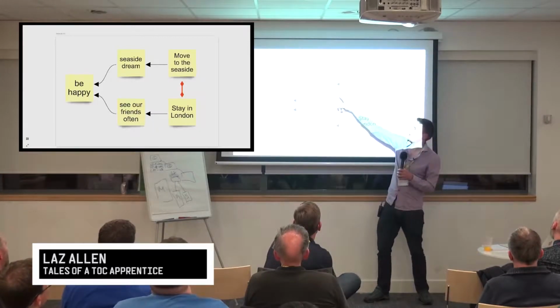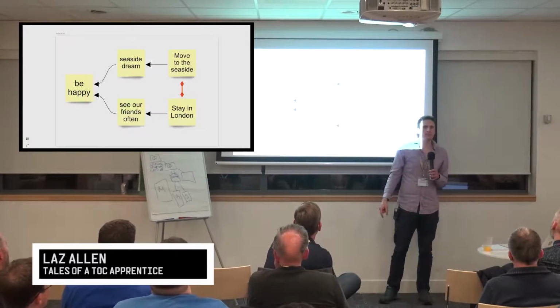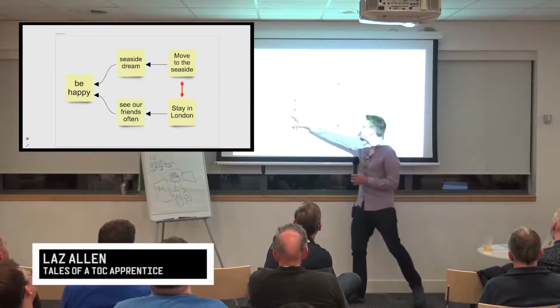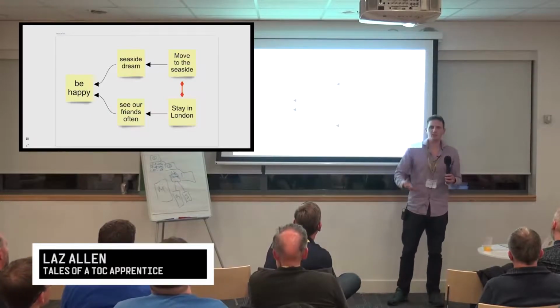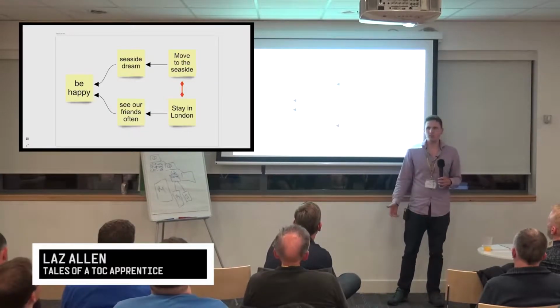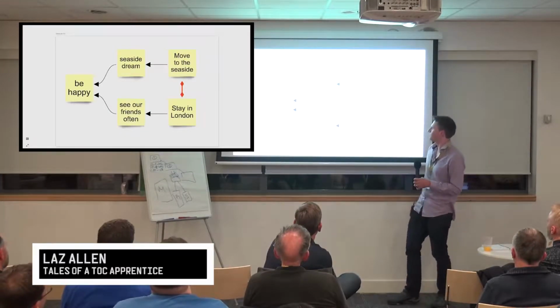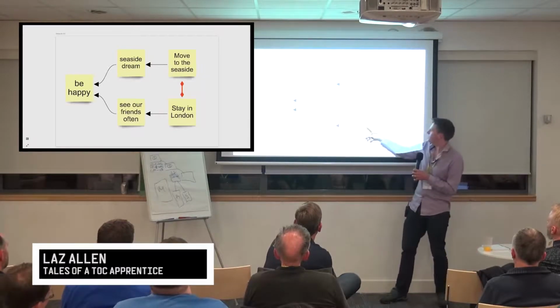In order to have a seaside dream, we need to live by the seaside. Duh. Okay, in order to be happy, we want to see our friends often. That makes sense. We're all human beings. We all like company. We all like the company of people we know and are familiar with. That makes sense. In order to see our friends, we need to stay in London.